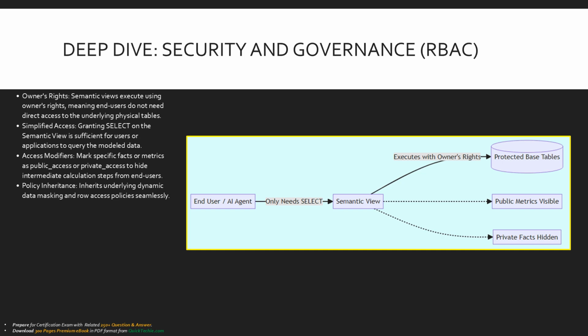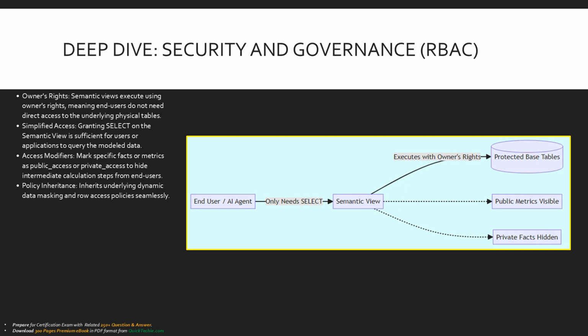You might have a complex discount rate fact that is required to calculate net revenue, but you don't want users querying discount rate directly. You can explicitly mark that fact as private access, hiding it from public visibility while keeping the net revenue metric public. And natively, any row access policies on your base tables flow right through the view.